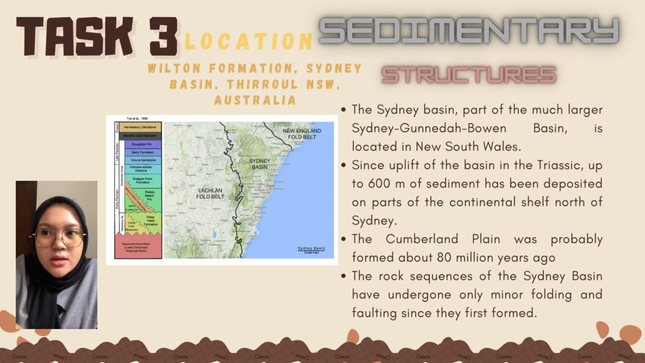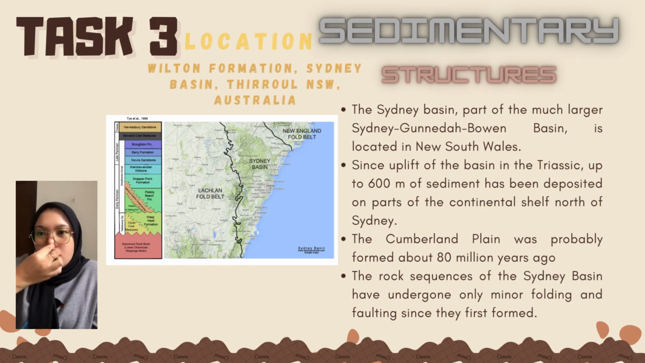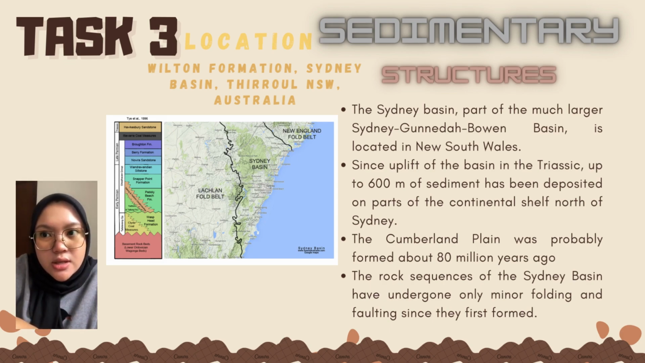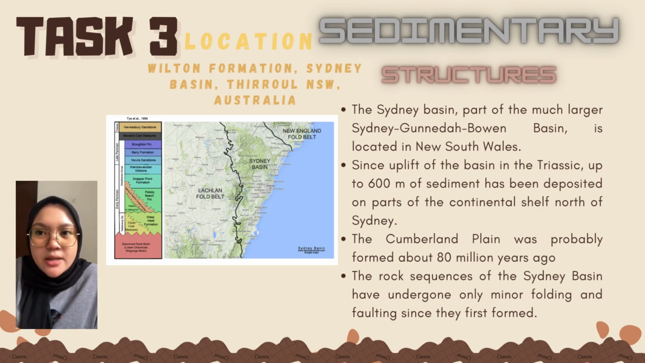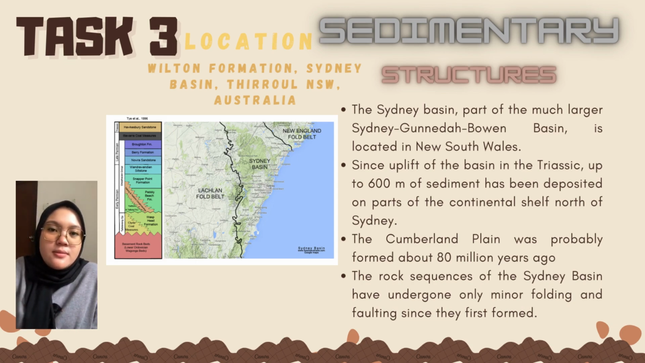Most of this unconsolidated material is Cenozoic or Quaternary in age. The Cumberland Plain was probably formed about 80 million years ago, associated with the opening of the Tasman Rift of eastern Australia, and this disturbed the old stream pattern and largely resulted in the geography that we see today.